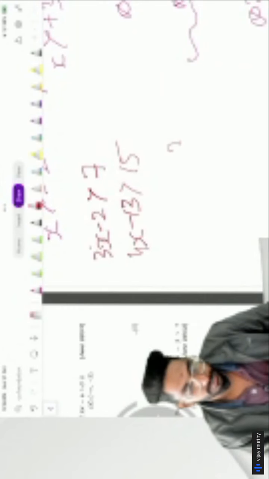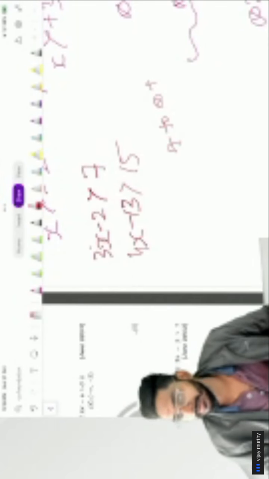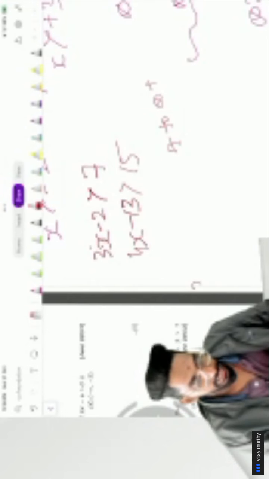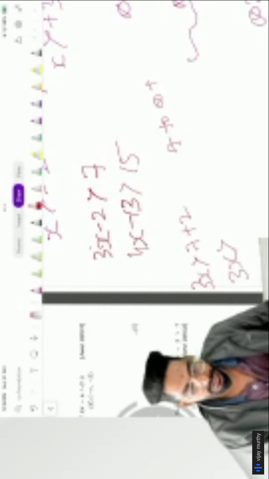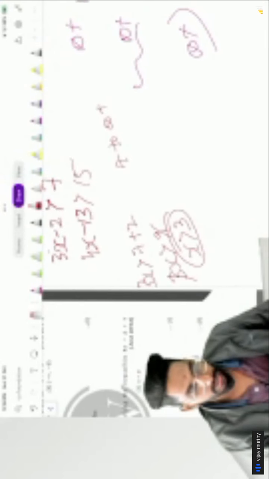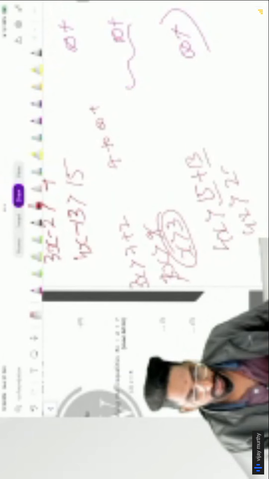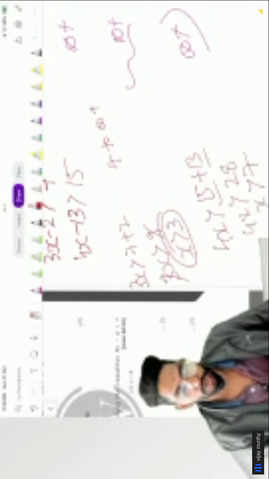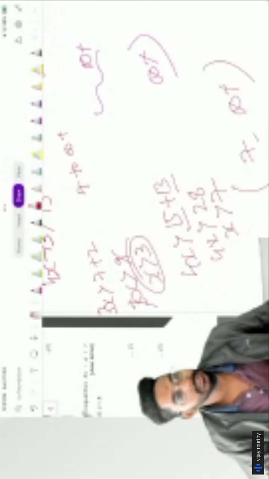7 to +infinity. Good. 3x is greater than 7 plus 2. Therefore 3x is greater than 9, so x is greater than 3. What is the other one? 4x greater than 15 plus 13, which is 28, so x is greater than 7. The common region for both is from 7 to +infinity. Small bracket. Is it a simpler one?